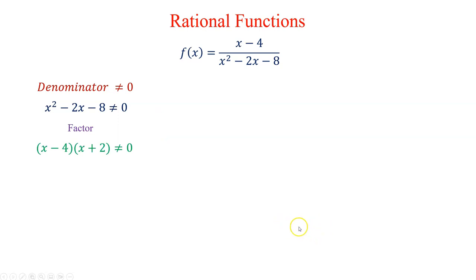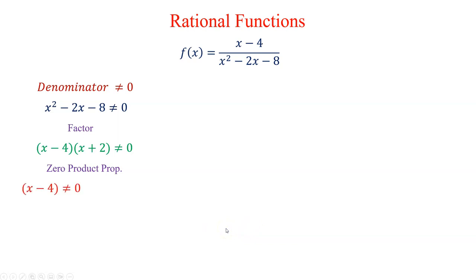What we will do is set each of these factors equal to 0 because of a particular property. The property is called the zero product property. It essentially says if you multiply several factors and your product is 0, that means at least one of these factors, if not both, could possibly be 0. So the zero product property says set each one of your factors equal to 0.